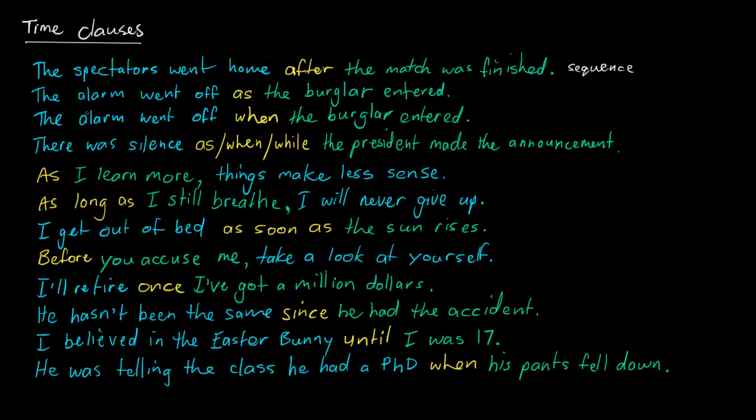The alarm went off as the burglar entered. So this, we say, has no duration. That means there's no real length of time involved. They simply happened, and in this case they happened simultaneously. So they're simultaneous, happening right at the same time. These two events, the alarm going off and the burglar entering, were simultaneous or close enough.